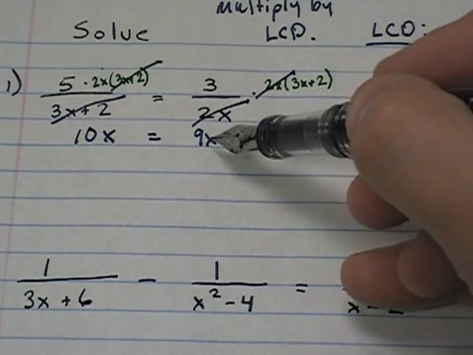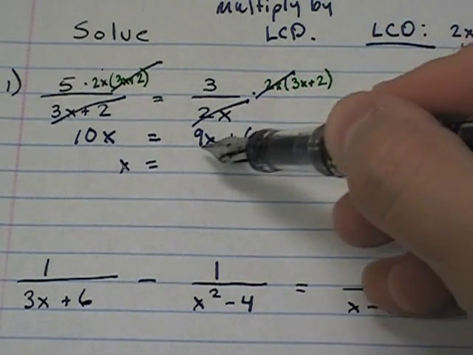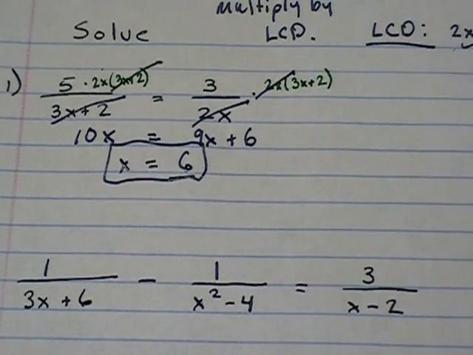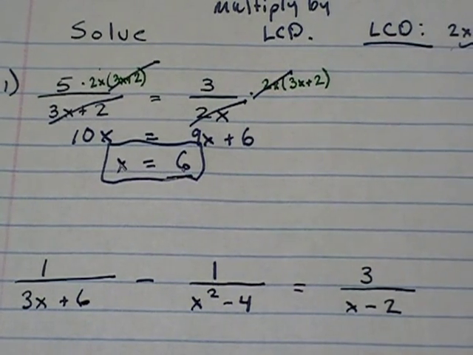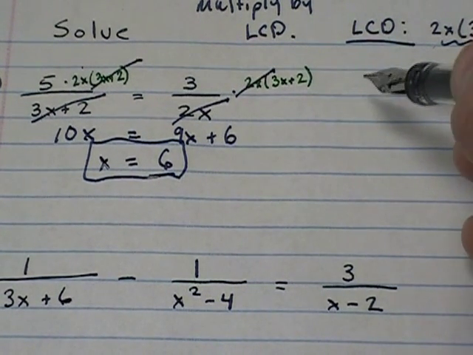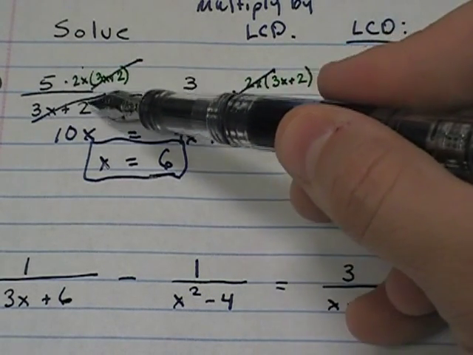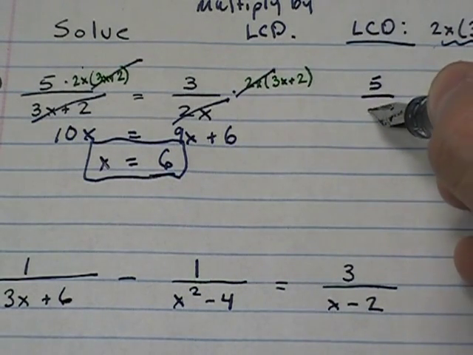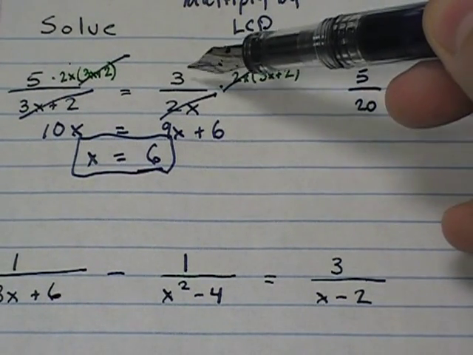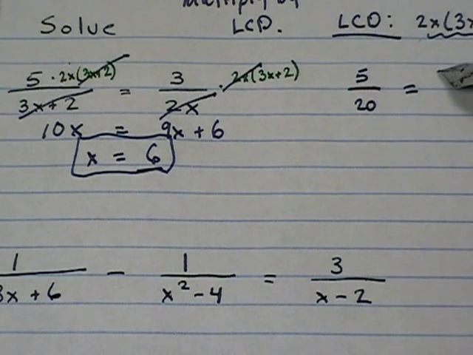So I'm going to subtract 9x from both sides, and 10x minus 9x is 1x. And that's going to leave me a very simple answer of x equals 6. And if someone asked you to check your answer, you could check it, which would be 5 over, now, 3 times 6 is 18, 18 plus 2 is 20. So you get 5 over 20 equal to, and over here you get 3 over 2x. Well, 2 times 6 is 12. So you get 3 over 12.